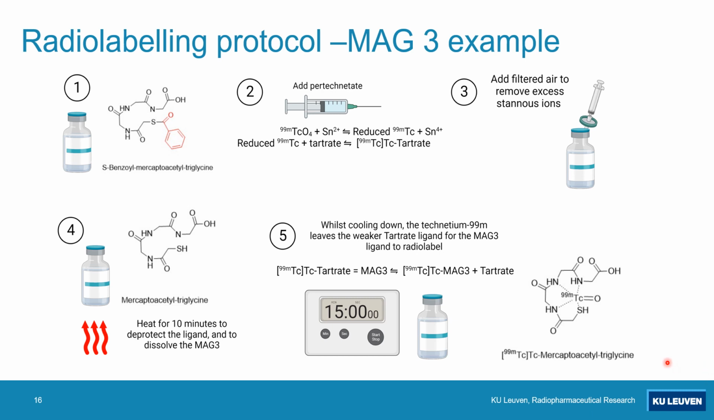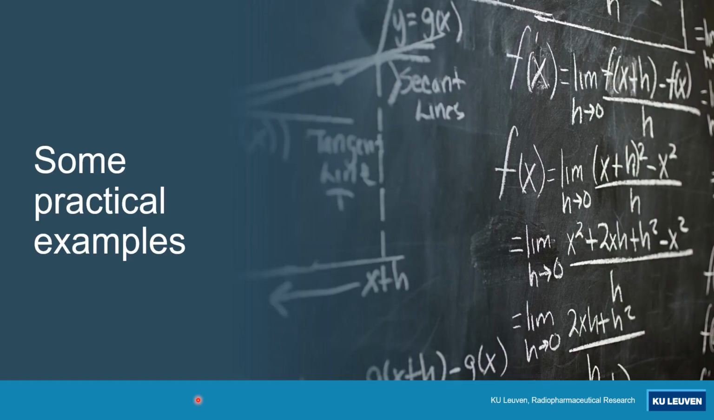So you see, if any of these steps are not done, you will end up having poor radiolabeling yield, and that's why you should follow it to the letter. Now I'm going to give you some practical examples, and I'm sure some of these you will also have experienced in the past, and it might make a bit more sense.